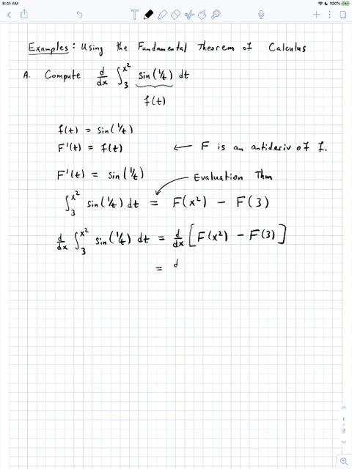So this is the derivative with respect to x of the first term minus the derivative with respect to x of the second term. The second term is the derivative of a constant. F at 3, I don't know what it is, but it's constant. So if I differentiate it, I'm going to get 0. So instead, I just have to differentiate this term, which is capital F at x squared.